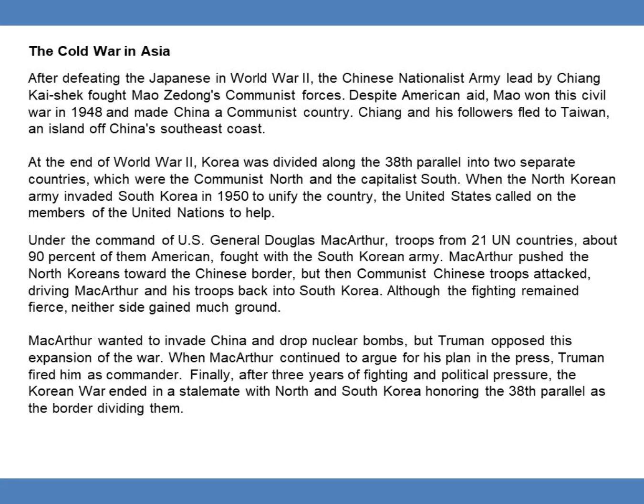MacArthur wanted to invade China and drop nuclear bombs, but Truman opposed this expansion of the war. When MacArthur continued to argue for his plan in the press, Truman fired him as commander. Finally, after 3 years of fighting and political pressure, the Korean War ended in a stalemate, with North and South Korea honoring the 38th parallel as the border dividing them.